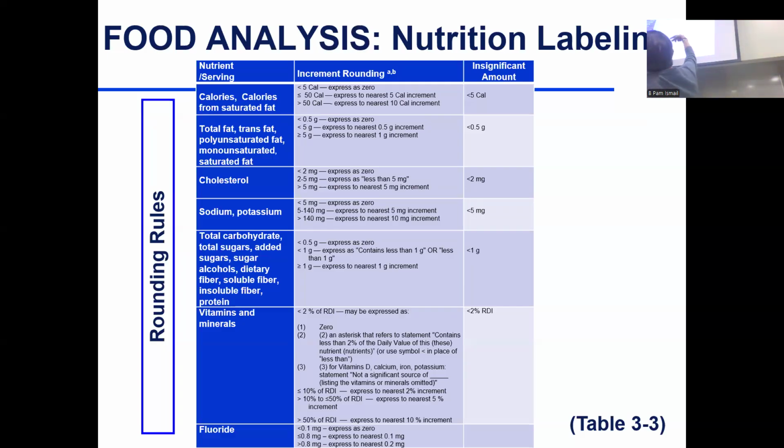And then for different components like total fat, if it's less than 0.5 grams per serving, then you can express it as 0. And then there are rounding rules as well. So you express to the nearest 5 milligrams for cholesterol, for example. These are important to know when you're actually working in that domain.